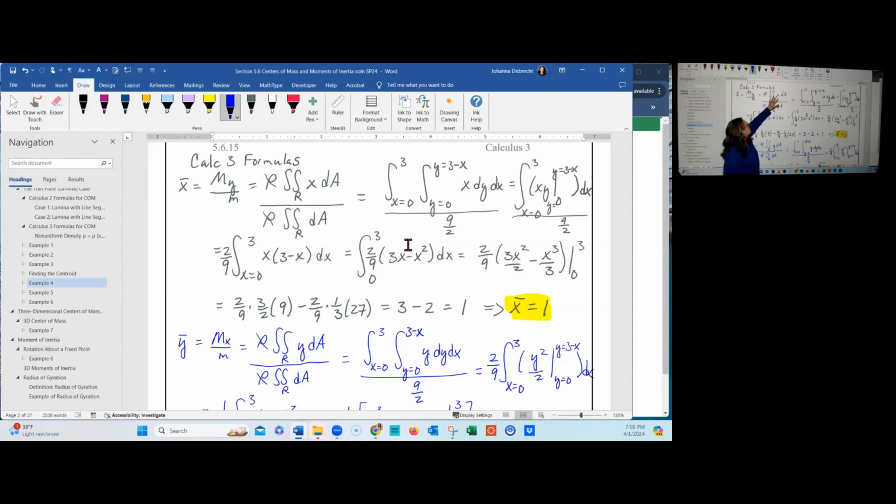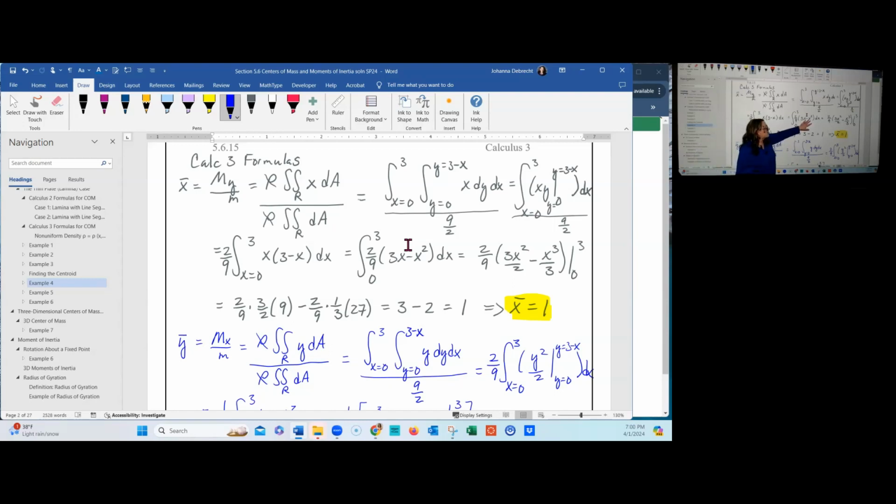This is because we're looking for the moment in the y direction. So we have x times the density, but our density canceled. So when I integrate this with respect to y, I don't have a y, so it's just a constant. And I get xy evaluated from 0 to 3 minus x. And then I distribute the x over the 3 minus x. And I went ahead and took the reciprocal of the denominator and made it 2/9.